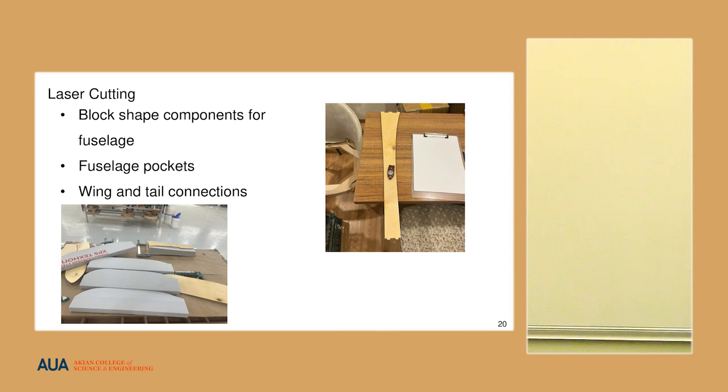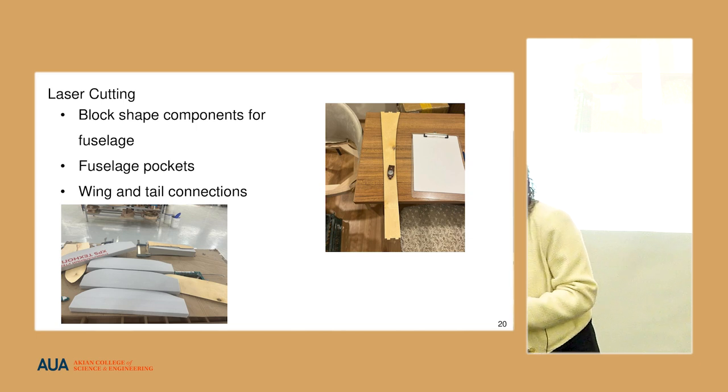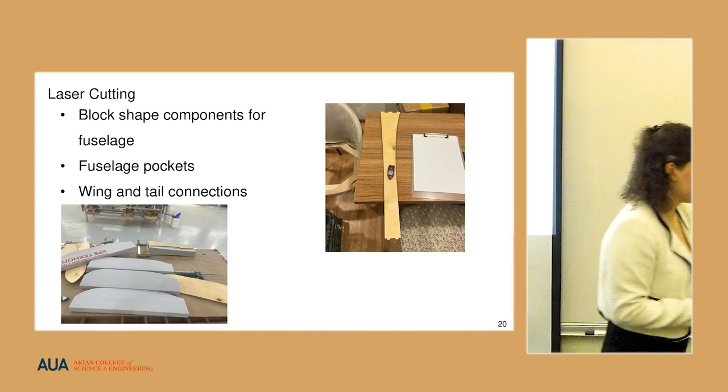For the plywood parts, plywood was machined with a laser cutting tool because it is easier, faster and precise. The plywood is used to shape the block for the fuselage, as we have already talked about. The fuselage pockets are reinforced using the plywood, and the wing and tail connections in these parts are also using the plywood as a base.